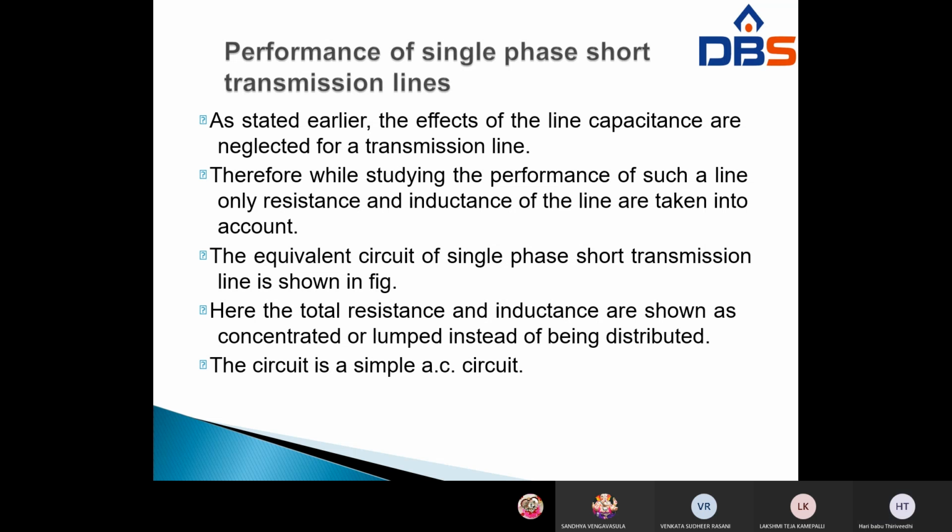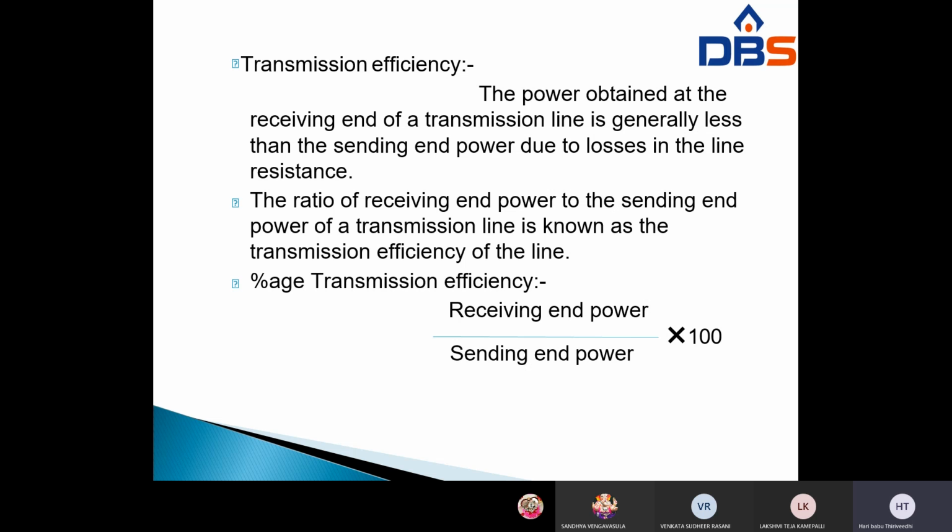Similarly, the ratio of receiving end power to sending end power of a transmission line is called transmission efficiency, so the efficiency must be as high as possible. Generally, what is the receiving end power? Receiving end power is nothing but VR IR cos phi R, right? VR is the receiving end voltage, IR the receiving end current, and cos phi R the receiving end power factor. VR IR cos phi R by the sending end power, VS IS cos phi S, into 100. That is the transmission efficiency.